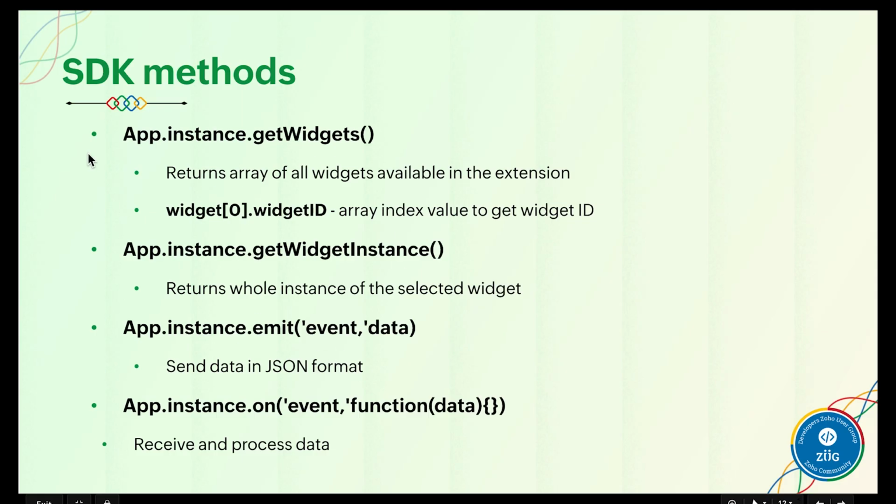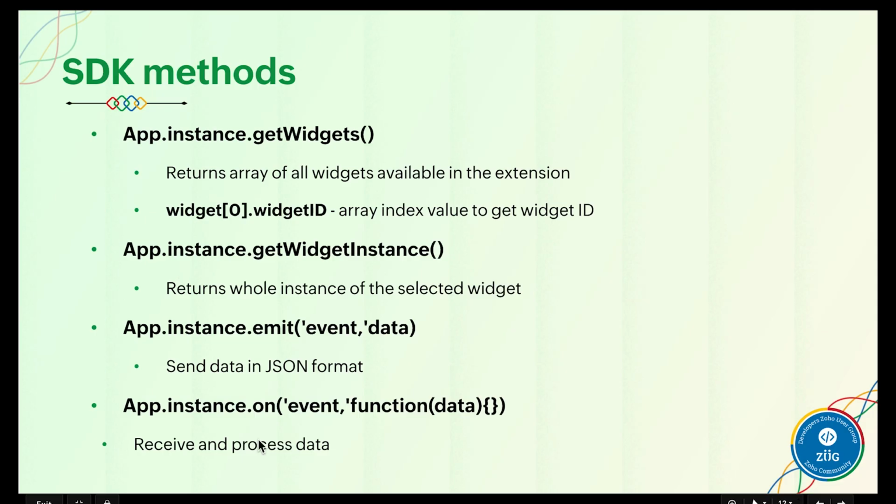So the first three SDK methods will be used by the sender widget, wherein it will get the widget's identity and then pass the data in JSON format. Finally, we have the SDK method app.instance.on, which will listen to the event specified in the emit SDK method, and whenever the event occurs, it will receive the data and process it as per our requirements. So these are the SDK methods available within Zoho Desk to implement the inter-widget communication feature.